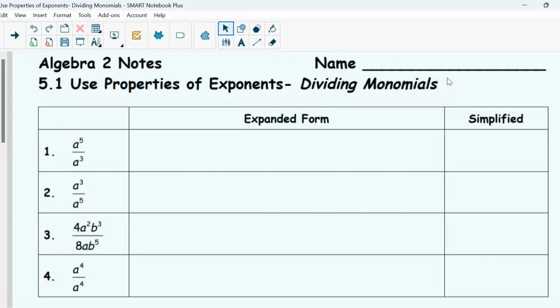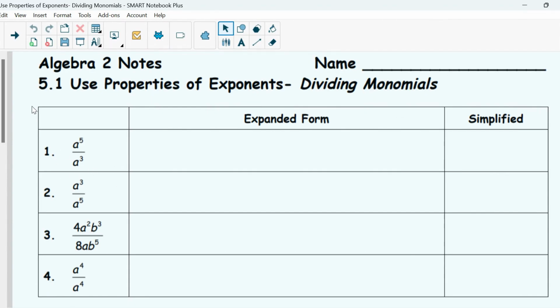Monomials, we are going to take a very similar approach to how we learned multiplying monomials, and we will talk about the major rules. Okay, so multiplying monomials was a lot of addition and multiplication. Dividing monomials is a lot of subtraction.